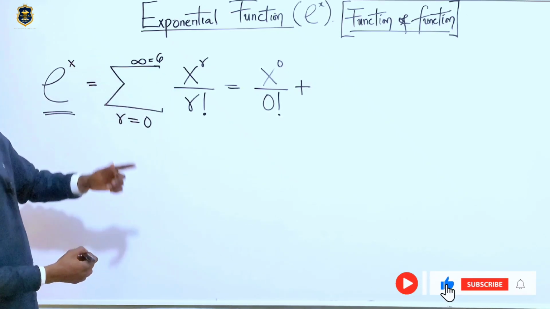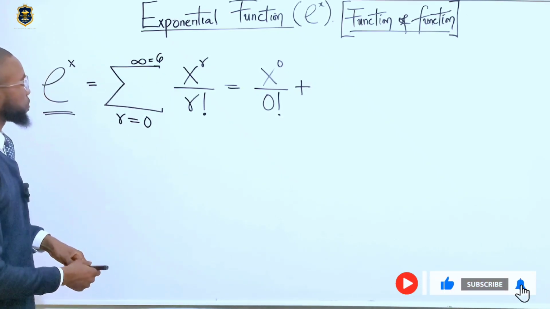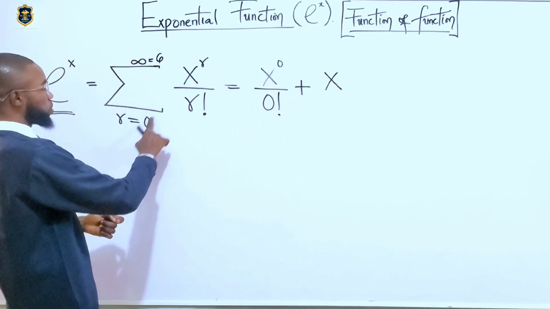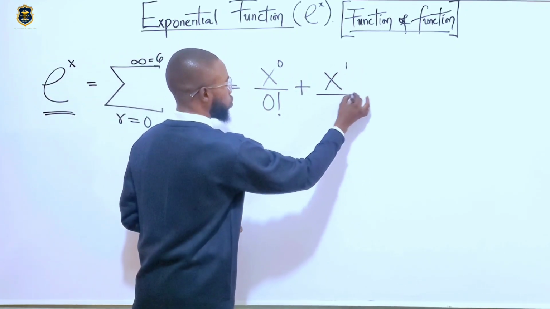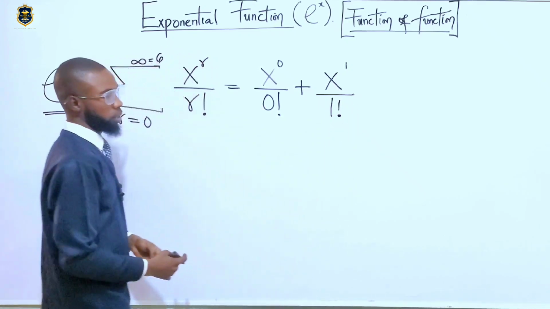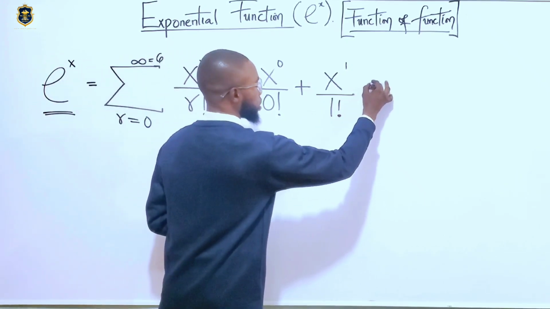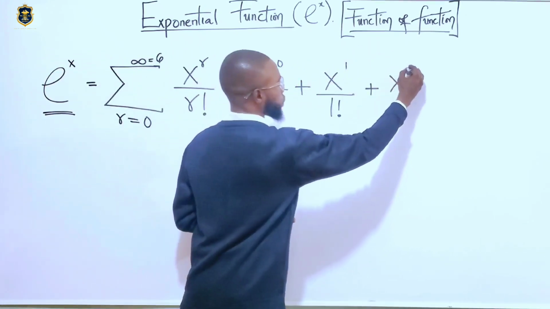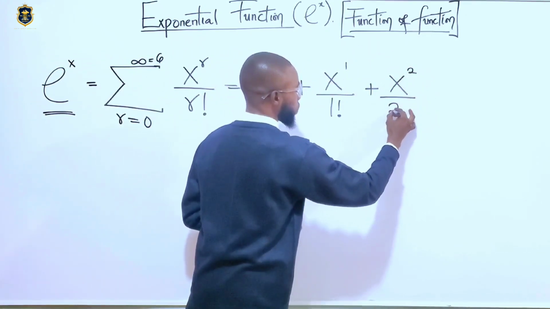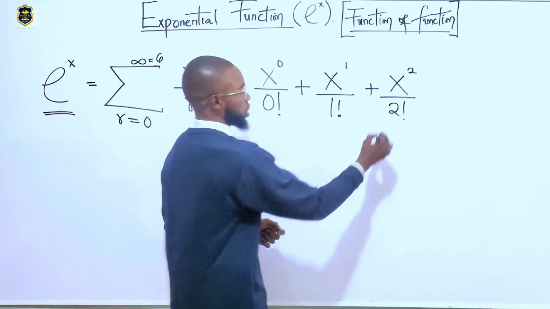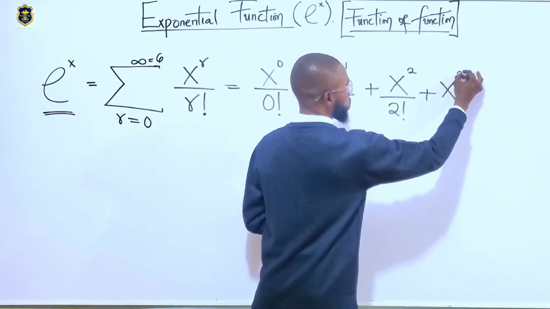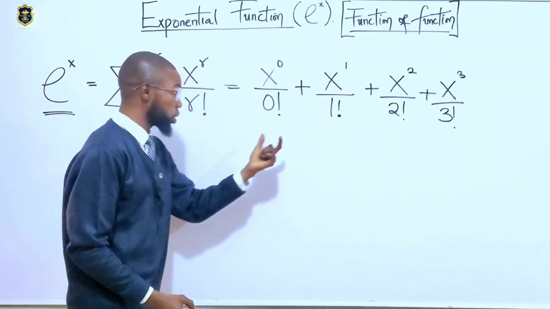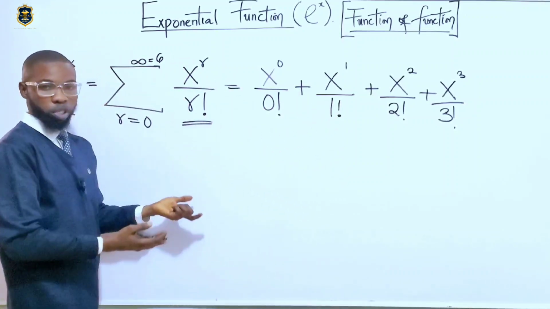So starting from 0, increasing, we're going to have what? Plus x raised to the power of what? r, which is now 1, over 1 factorial, right? And then we sum again, plus x raised to the power of 2 over 2 factorial, right? Plus x raised to the power of 3 over 3 factorial. That's why we are increasing, because it's following this order. This is the order which it is following.